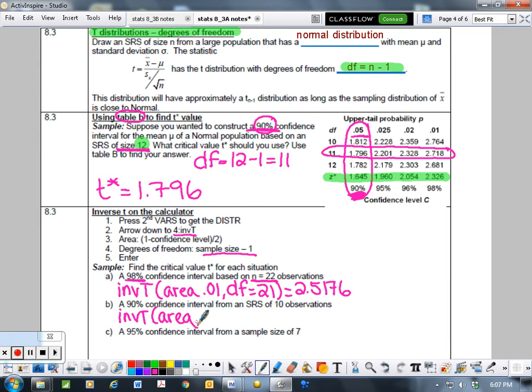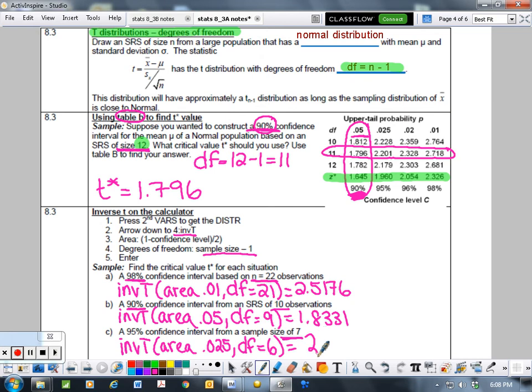So now inverse t, area is 10% left over, so 5% on one side. And degrees of freedom would be sample size minus 1, so my degrees of freedom is 9, which gives me an inverse t of 1.8331. For a 95% confidence interval, inverse t: area is 5% left over divided in half, 0.025. Degrees of freedom should be 6. And that gives us an inverse t of 2.4469.